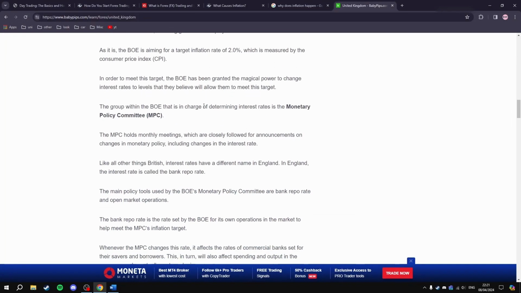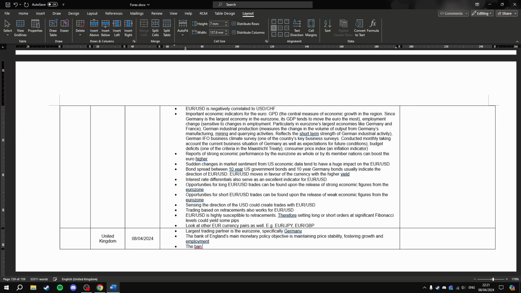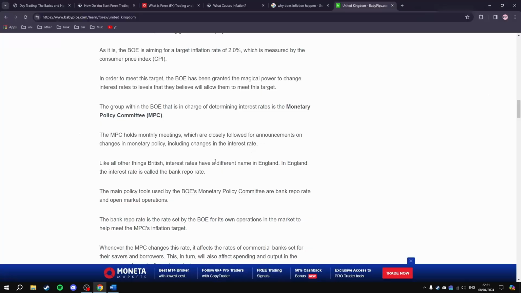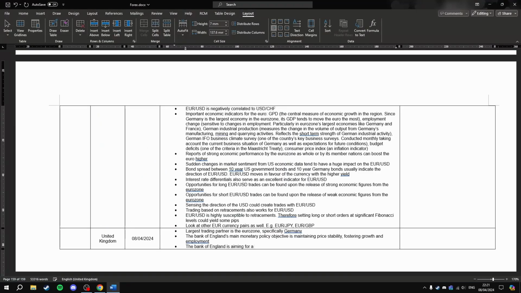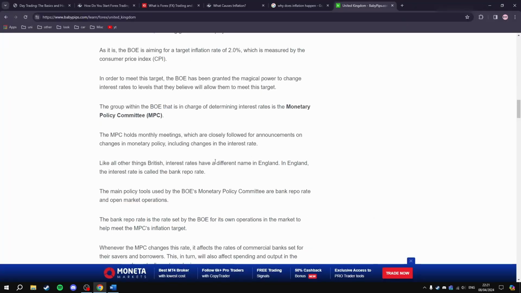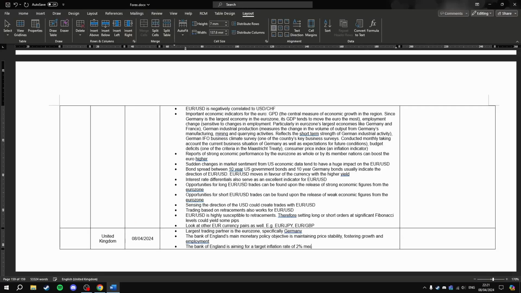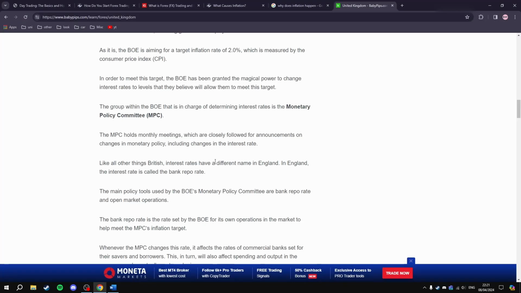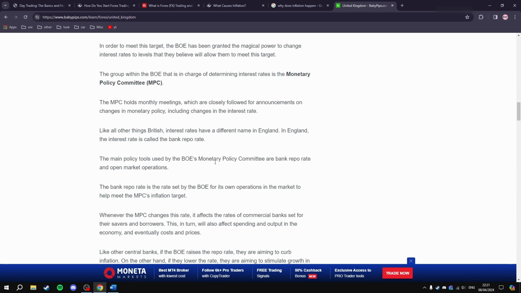As it is, the Bank of England is aiming for a target inflation rate of 2%, which is measured by the consumer price index, the CPI. In order to meet this target, the Bank of England has been granted the magical power to change interest rates to levels that they believe will allow them to meet this target.